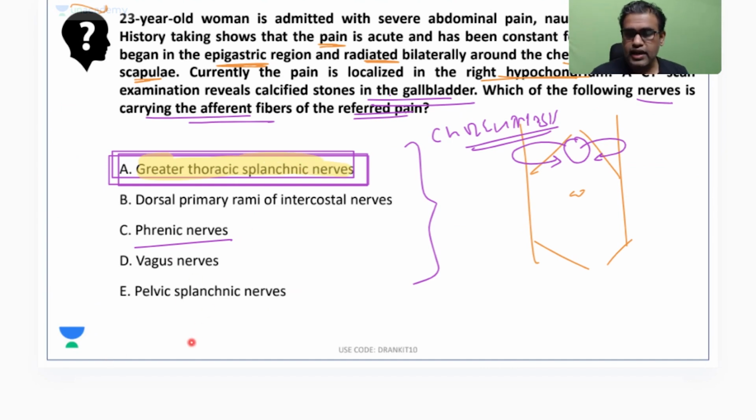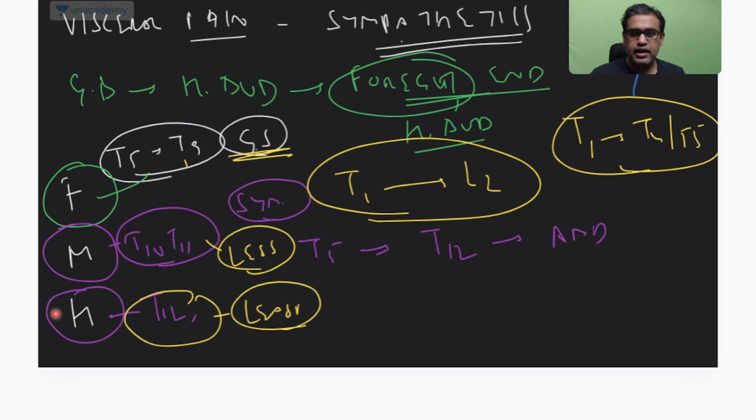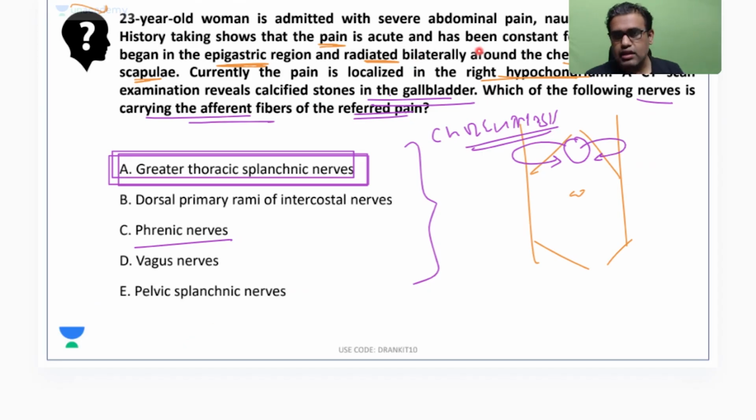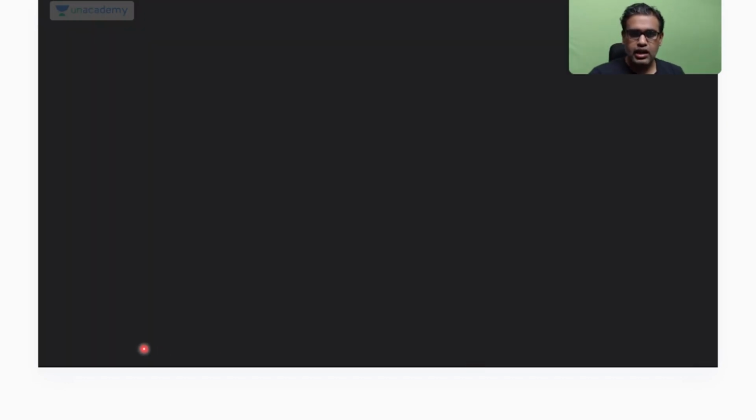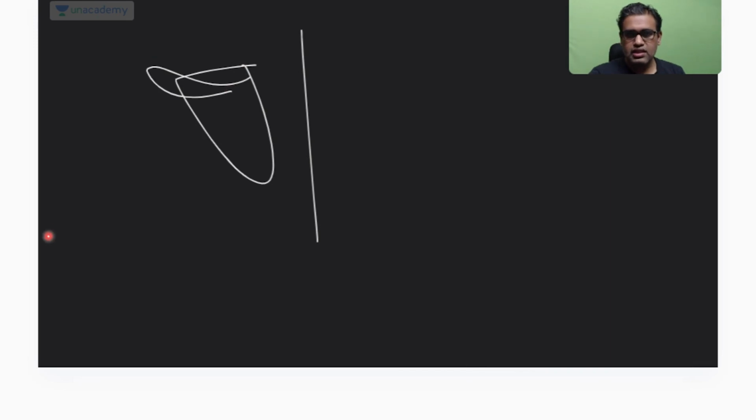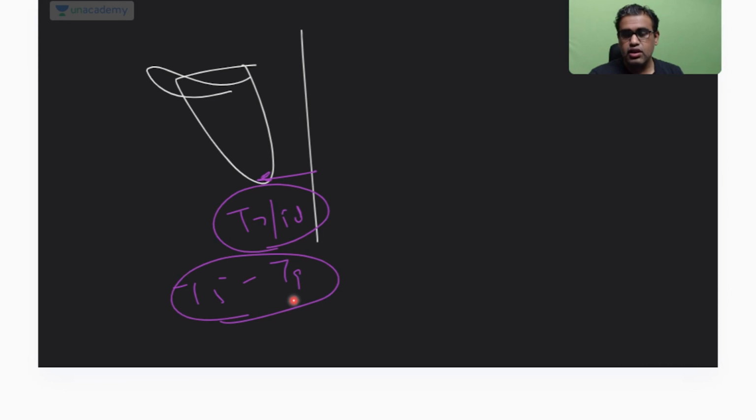Now look at its root value. What was the root value of greater splanchnic nerve? One more hint. T5 to T9. Where did the pain go? In the lower part of the scapula. If you look at the scapula from behind, tell me what is the vertebral level of the inferior angle? T7 or T8? Is it falling in T5 to T9? Yes, it is falling in that range of greater splanchnic nerve. So that was another hint.